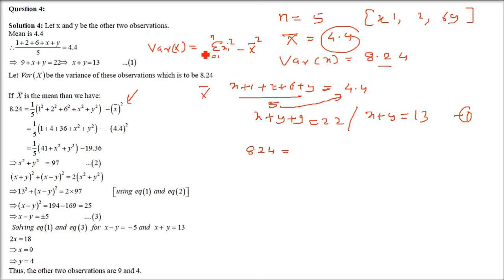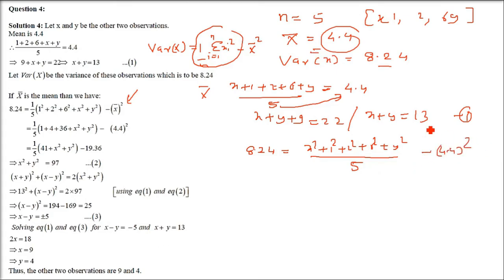So this is variance of x is 8.254. Just write it. Now you have to square and add every element: x square plus 1 square plus 2 square plus 6 square plus y square. Square each element, and this is divided by n, which is 5, and minus x bar whole square. X bar is already there, so minus 4.4 whole square.